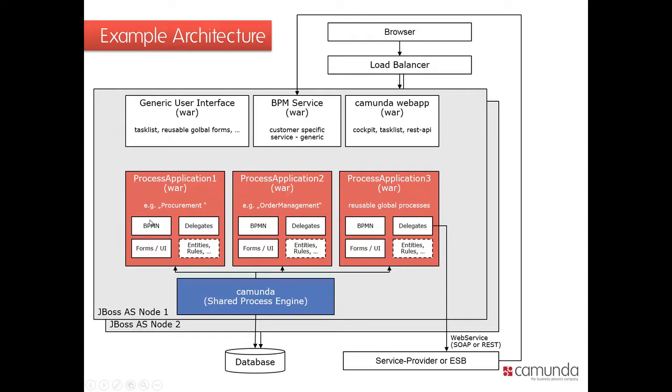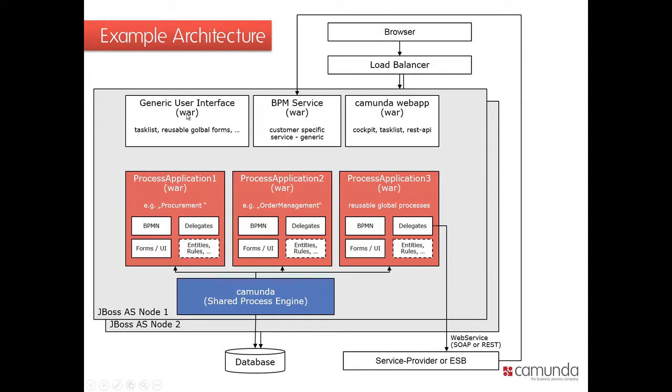Then we have normally a couple of process application wars. So you normally separate the deployments for different domains. So we might have the procurement processes, we might have the order management process, and you might even have some global reusable processes like input management or whatever, sending some documents or sending some emails. So you might want to separate them. So you have different deployments. You can redeploy them differently. So that works pretty well.